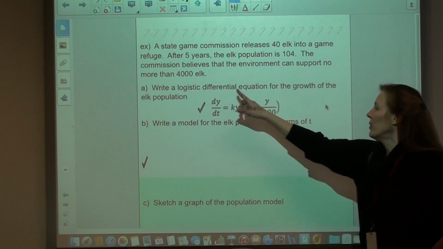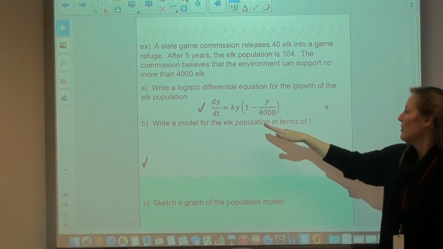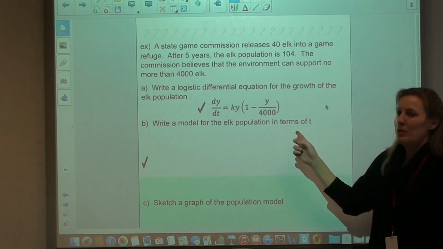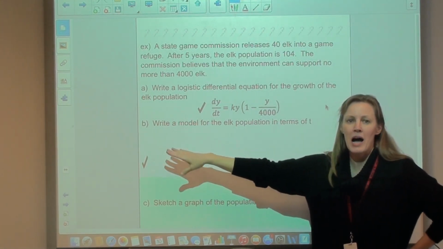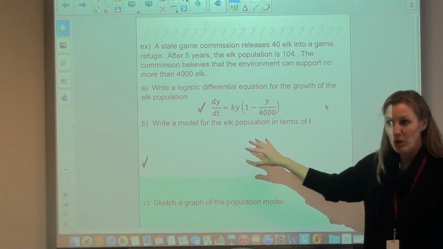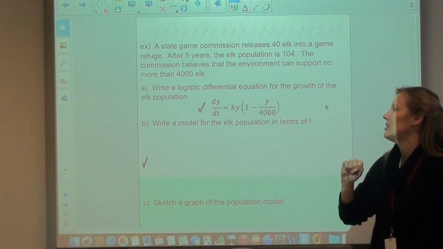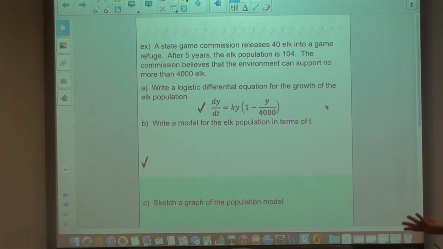Okay, so wait, did y'all understand how we got this? Now what we have to do is write a model for the elk population in terms of T only. So you're going to want to write your basis for your population model. Start with your y equals and fill in what you know. Then use the other information given to solve for what you don't know, which would be B and K. I would start with the initial population first. So there you go. Get to work.